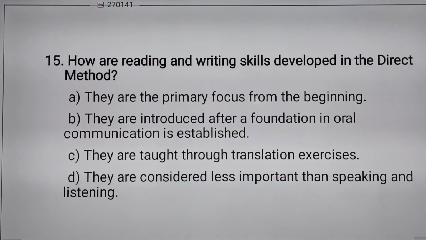Next, how are reading and writing skills developed in the direct method? A. They are the primary focus from the beginning. B. They are introduced after a foundation in oral communication is established. C. They are taught through translation exercises. D. They are considered less important than speaking and listening. The right answer is B. They are introduced after a foundation in oral communication is established.